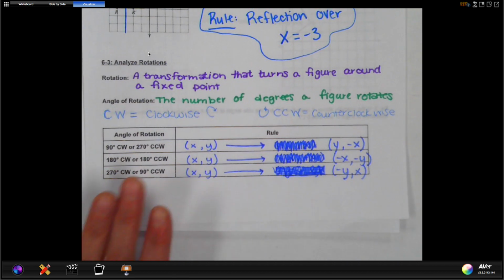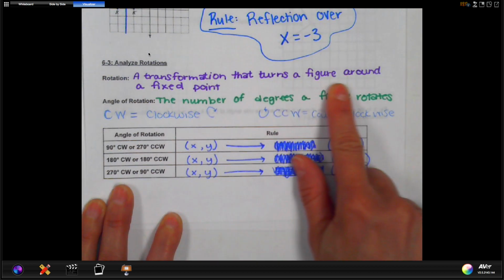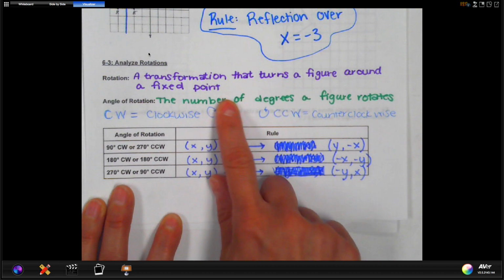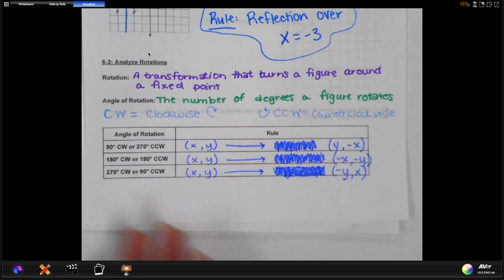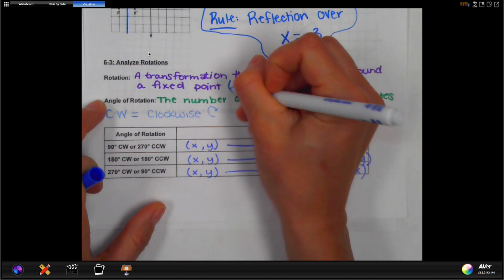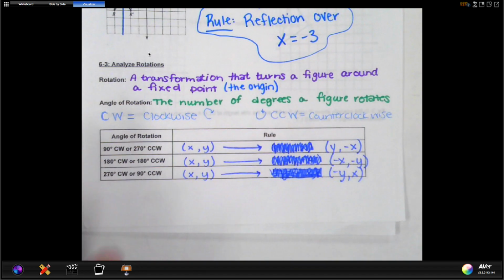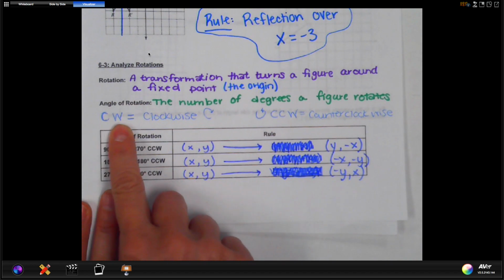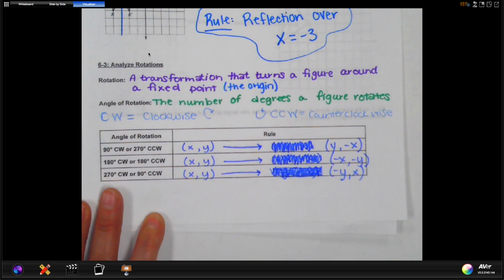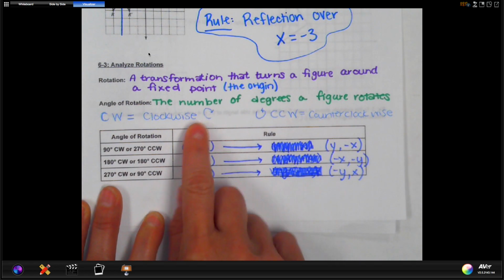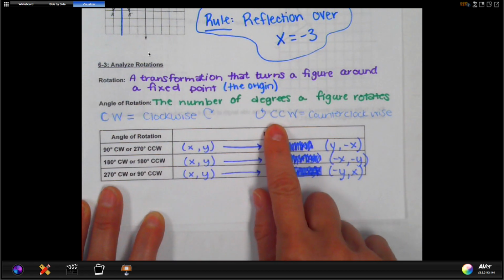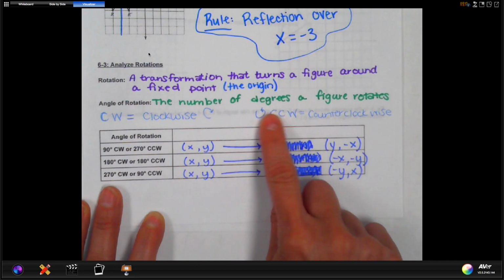A rotation is a transformation that turns a figure around a fixed point. Normally the point we're going to use is the origin, so we're going to rotate around the origin, which is the point (0, 0). The angle of rotation is the number of degrees the figure rotates, and you're going to notice CW or CCW after those. CW means clockwise, with the clock, and CCW means counterclockwise, against the clock.